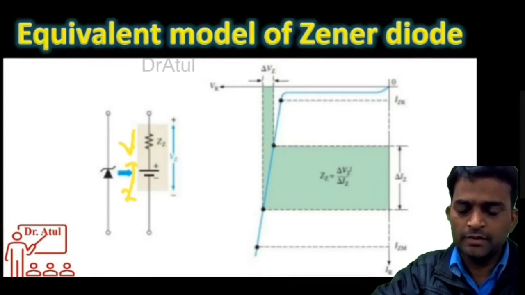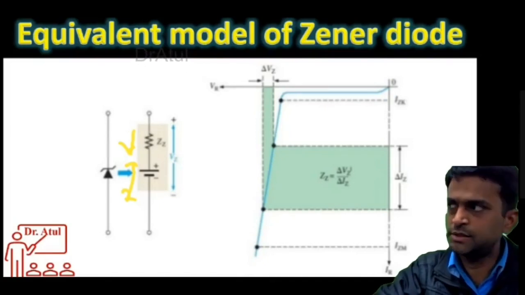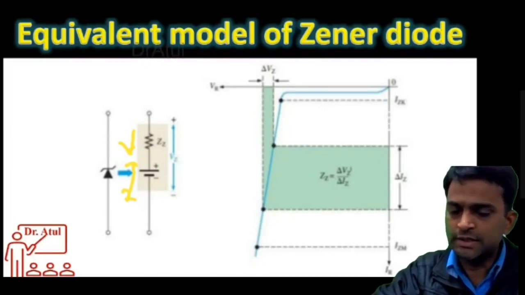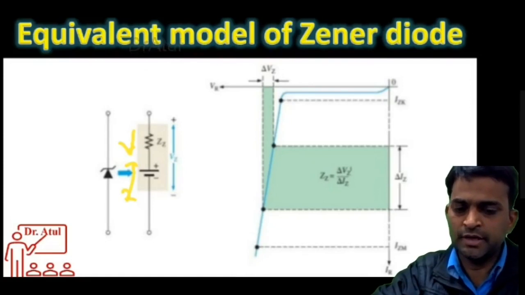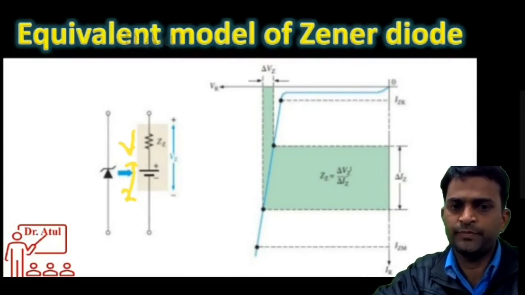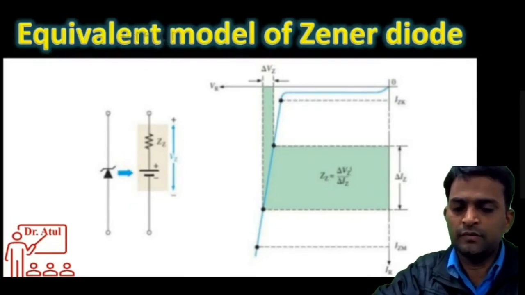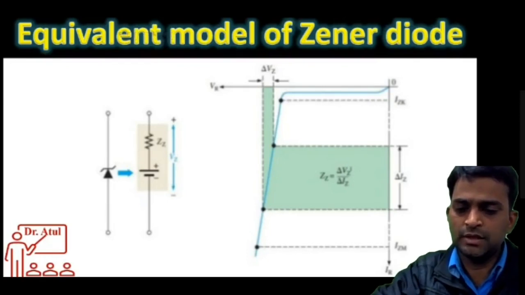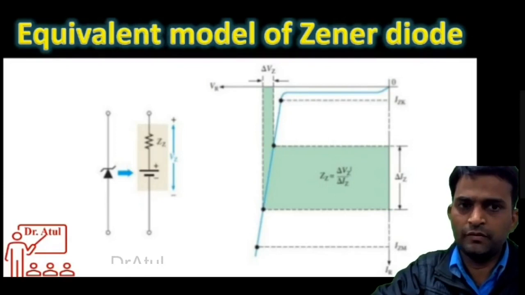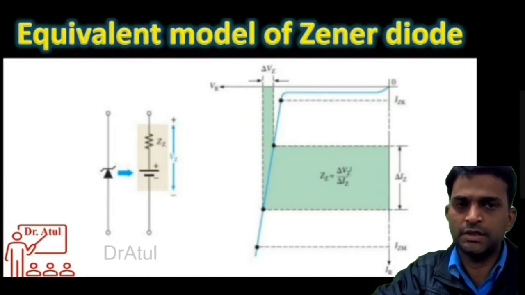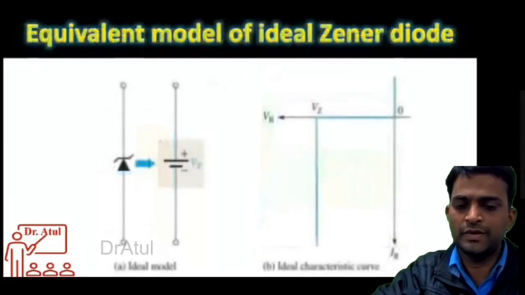Okay, so how is this Zener resistance calculated? Here you can see in the shaded region, change in voltage upon change in current is the Zener resistance, and this power supply is equal to the Zener voltage. Always remember, the Zener diode works in reverse bias. Therefore, this whole equivalent circuit will be for reverse bias.